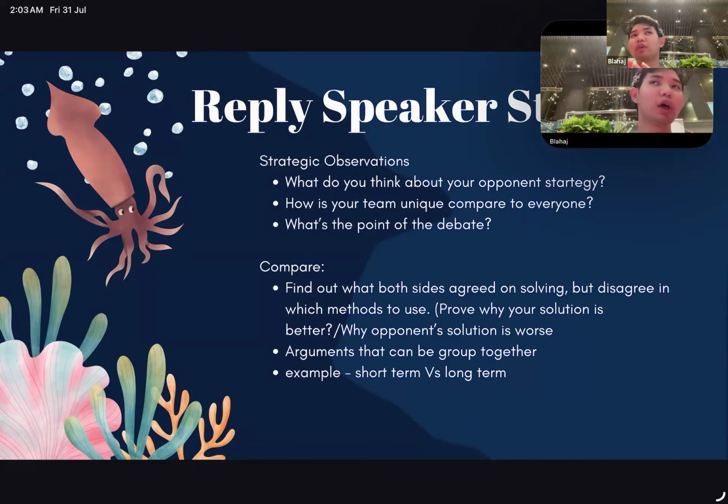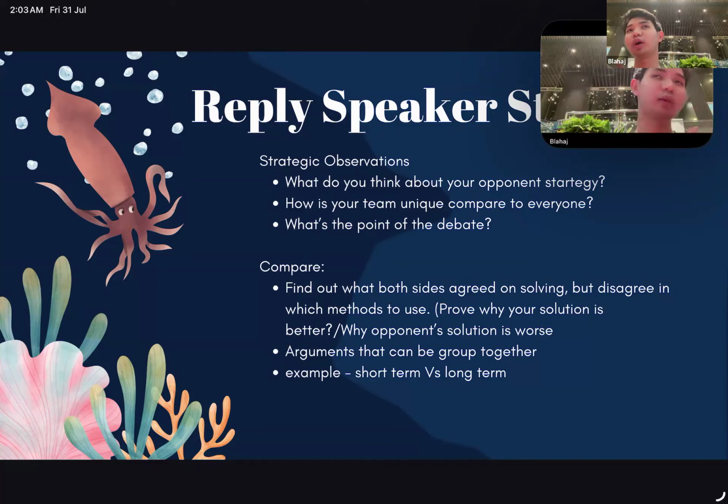Therefore, it's your job as the reply speaker to tell the judges which one is relevant and important and which one is not, so that your team could have an edge in terms of winning the debate itself. And lastly, is doing comparatives.